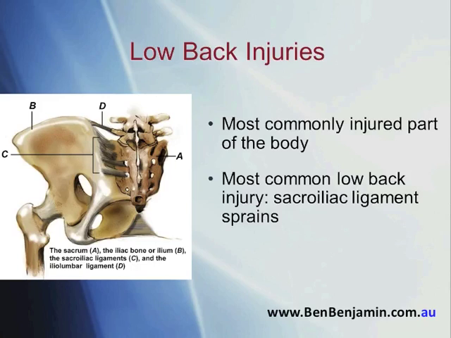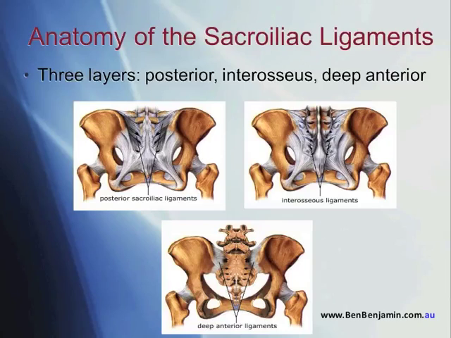And today we're going to look at the most commonly injured structures of the low back. There's a lot of different parts, but we're going to concentrate on the sacroiliac ligaments. So there are 3 layers of sacroiliac ligaments. First, there's the posterior ones up here in the upper left, and underneath those are your interosseous ligaments, which are here on the right, and then deeper still are the anterior sacroiliac ligaments.